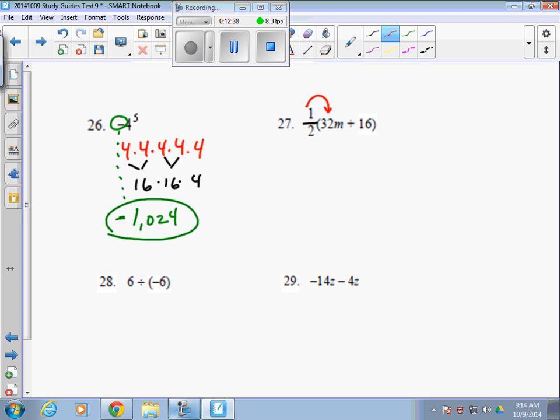1/2 times 32m. Half of 32 is 16m. 1/2 times 16. Again, half of 16 is plus 8. 16m plus 8.